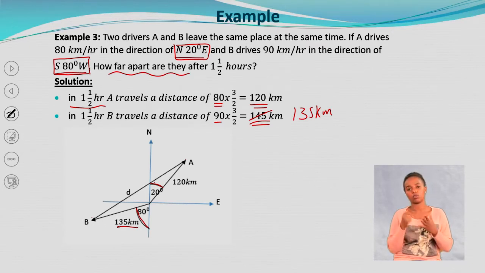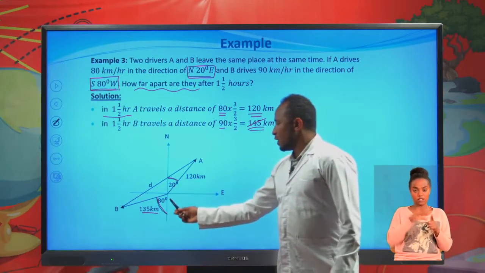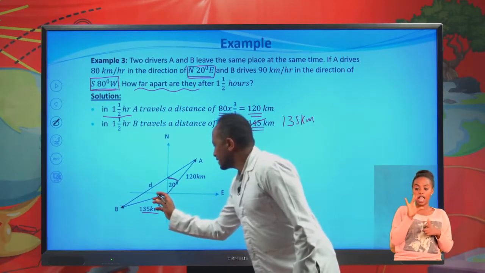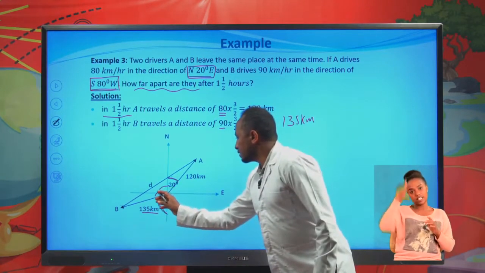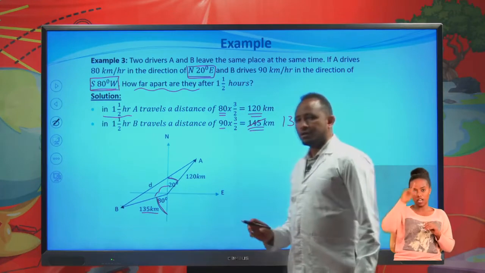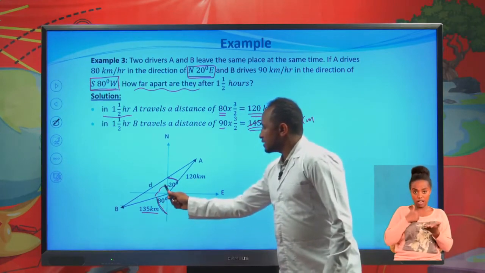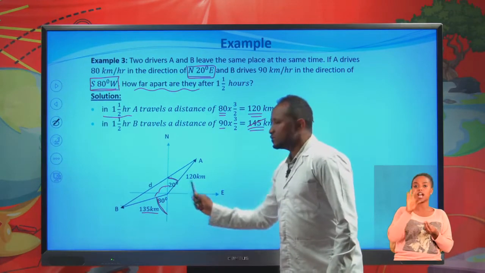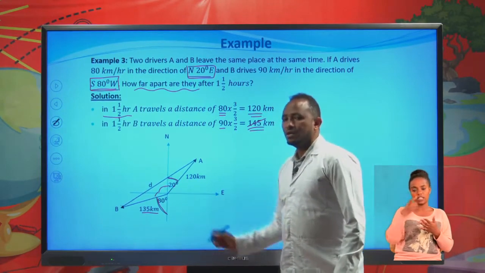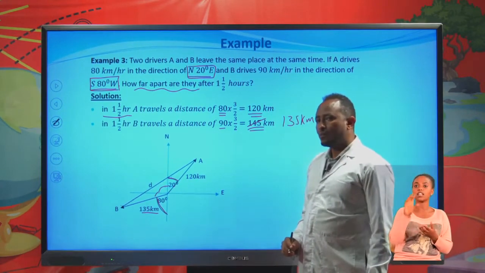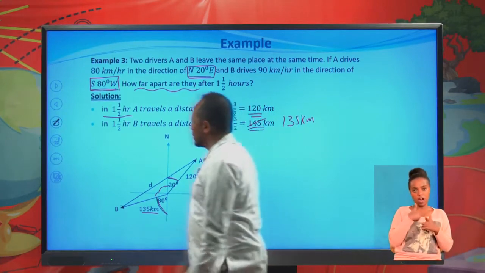Applying the cosine law, we can find D, but first we need to find this included angle. This one is 80 degrees, which means this angle is 10, and we have 90 degrees here, and we have 20 degrees here. Therefore 10 plus 90 is 100, plus 20 is 120 degrees. Therefore the included angle here is 120 degrees.